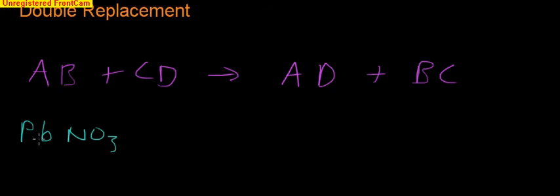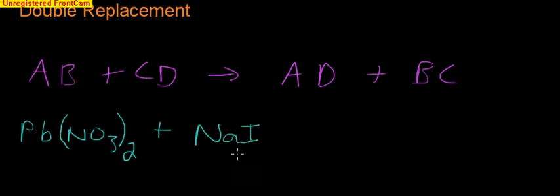Pb(NO3)2. Lead in this particular example has a +2 charge, so we need to put parentheses around this polyatomic ion and put a 2 because the charge on nitrate is -1. And then we're going to add that to sodium iodide. The charge on sodium is +1, the charge on iodine is -1, so it's just NaI.